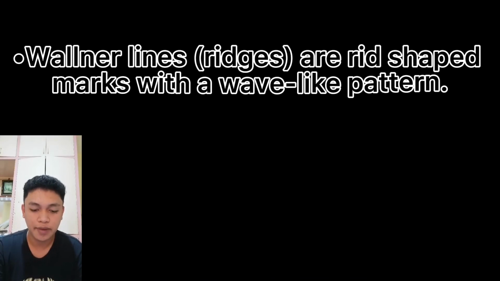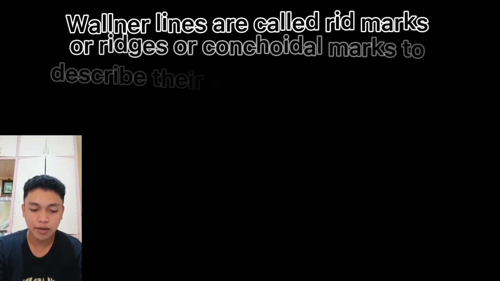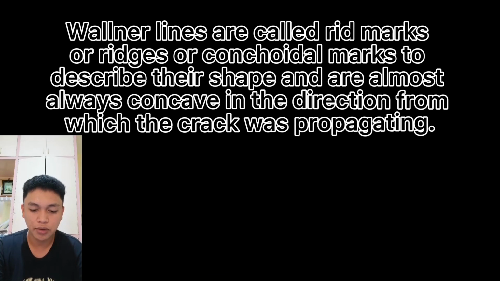Wallner lines are rib-shaped marks with a wave-like pattern. They are called rib marks, ridge marks, or concentric marks to describe their shape, and are almost always concave in the direction from which the crack was propagating. On broken glass, you will notice curved lines. Those lines are the Wallner lines.